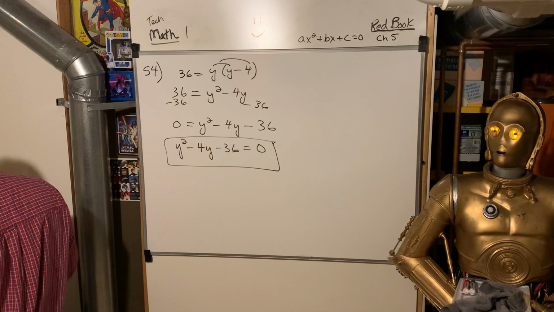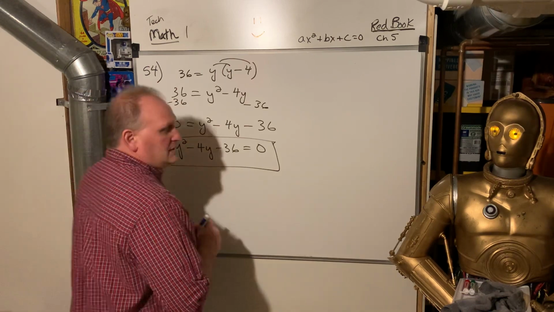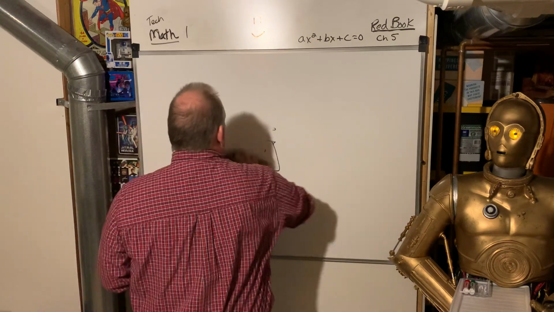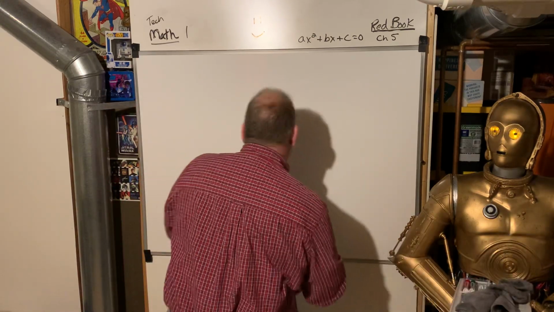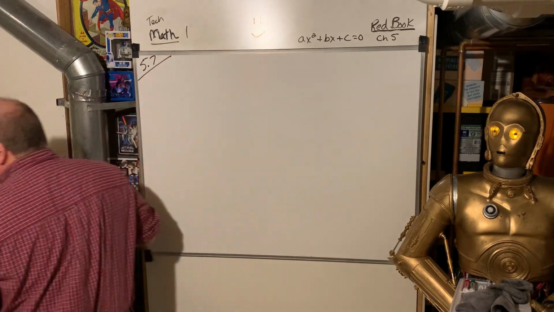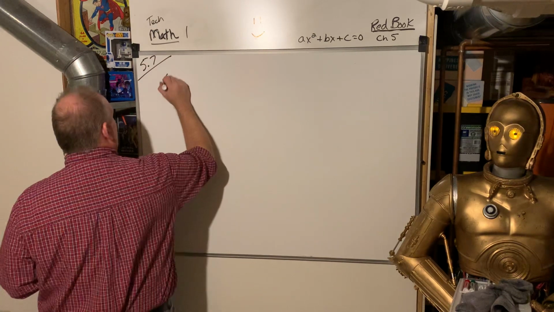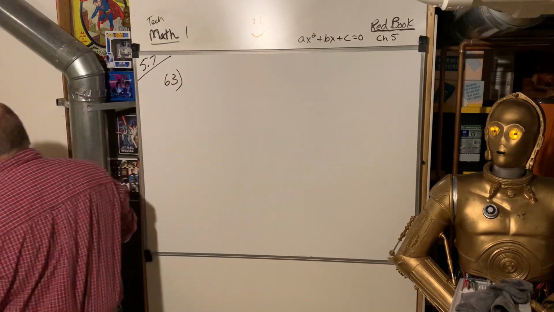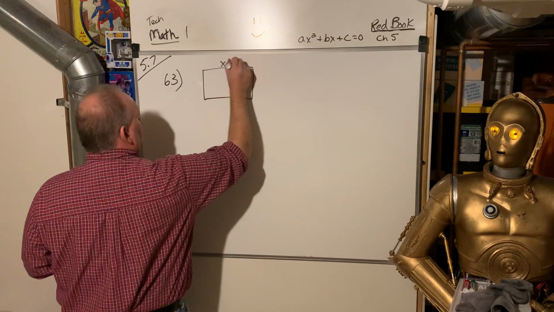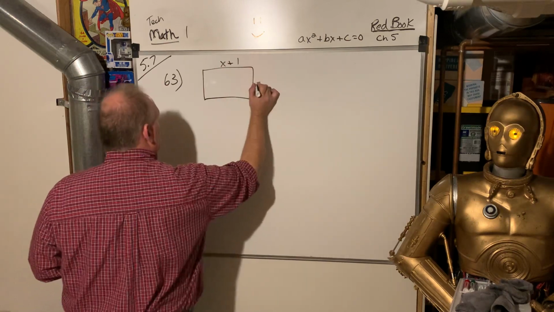Let's look at 5-7, applied problems. So I just want to do one applied problem there. Let's take a look. 5.7. We will take a look at number 63. They already have this pretty picture for us. It's a rectangle. X plus 1 and x.